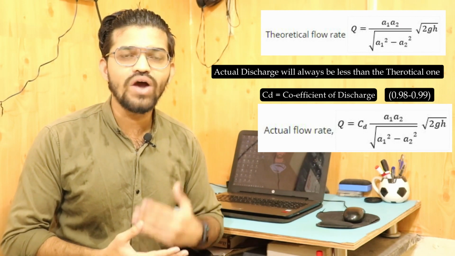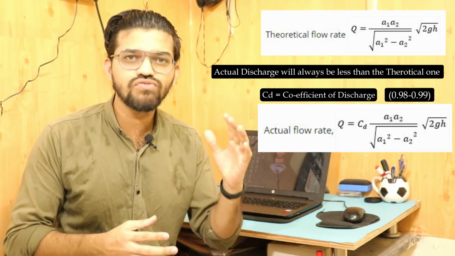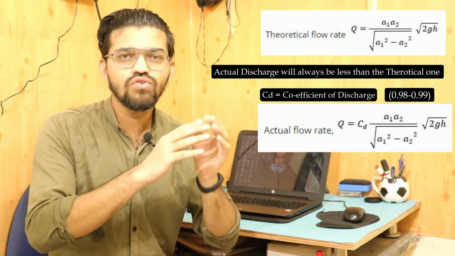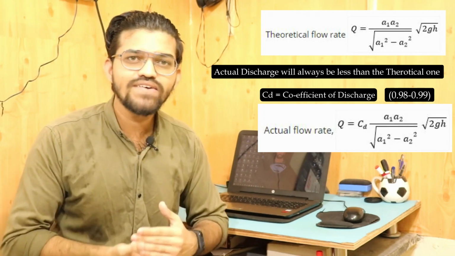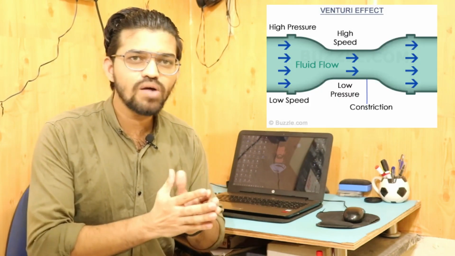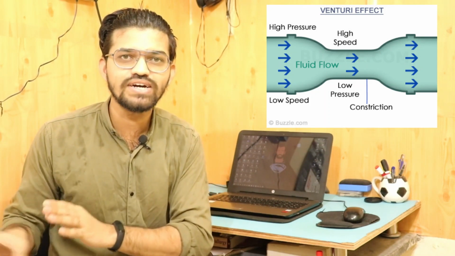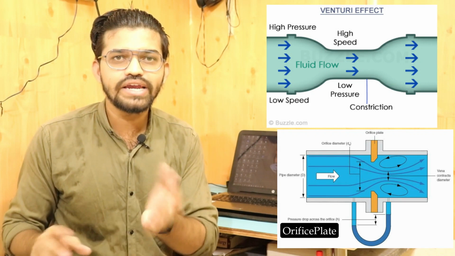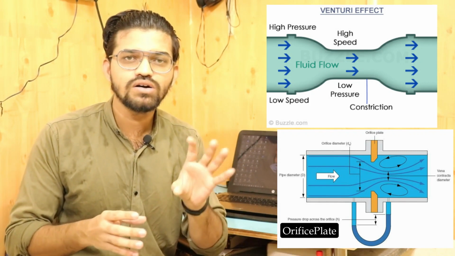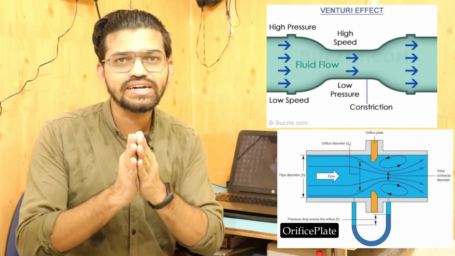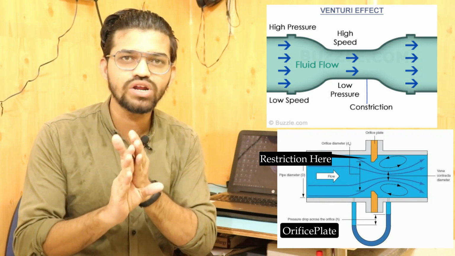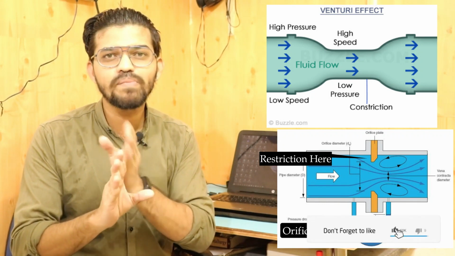Over here in the Venturimeter, when the fluid flows through it, there will be a pressure drop. But this pressure drop is very much less as compared to other discharge measuring devices such as the orifice. In case of the orifice, the flow is directly restricted, so that's why in the orifice we get more pressure drop.